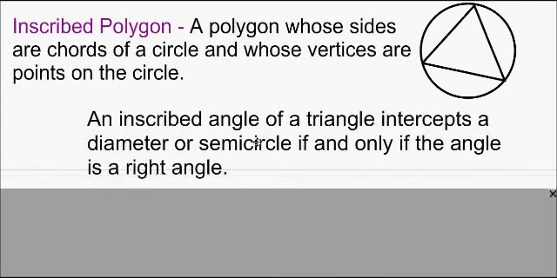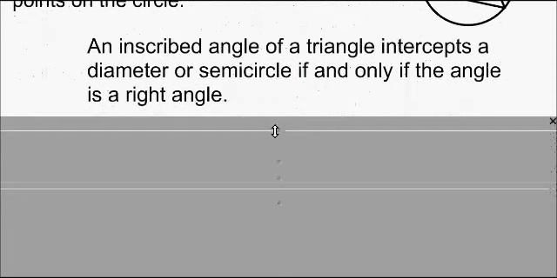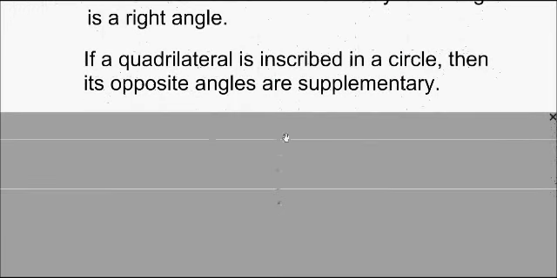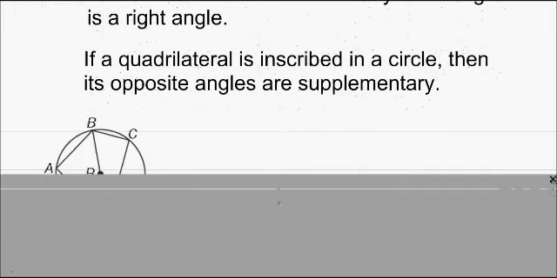An inscribed angle of a triangle intercepts a diameter or a semicircle if and only if the angle is a right angle. So this is only going to happen if you have a right triangle. And we have this second theorem here saying that if a quadrilateral is inscribed in a circle, then its opposite angles are supplementary. Okay. So those are helpful for us.